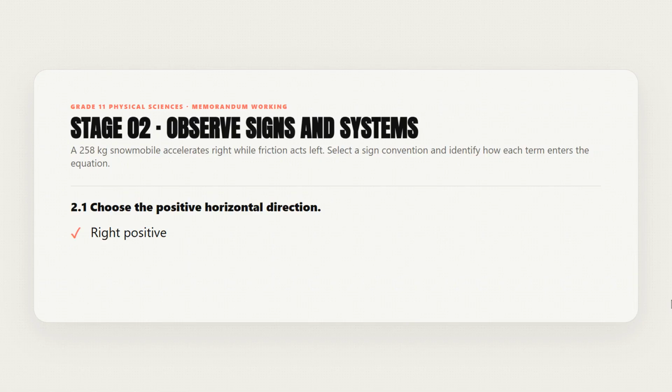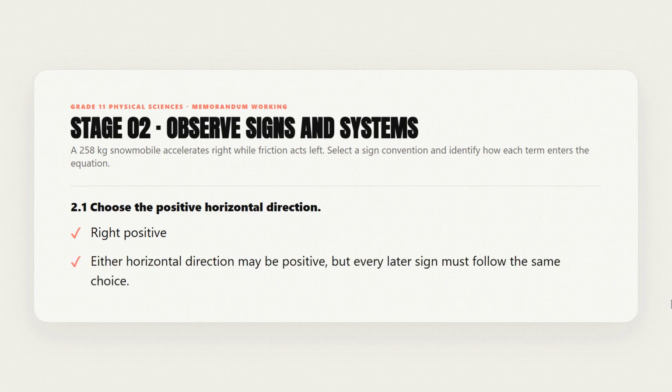Question 2.1. Choose the positive horizontal direction. Right positive is the natural choice here, because the snowmobile accelerates to the right. Both right positive and left positive are accepted, but you must declare your choice and then use it consistently.